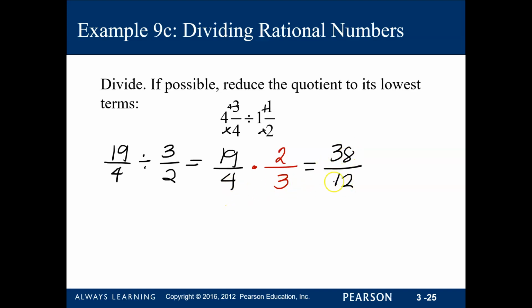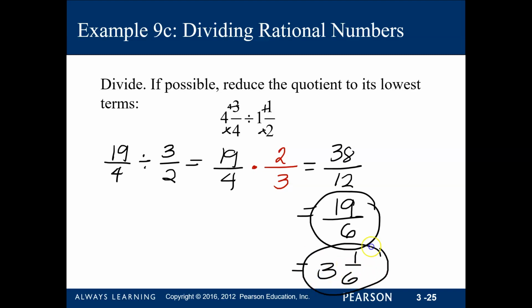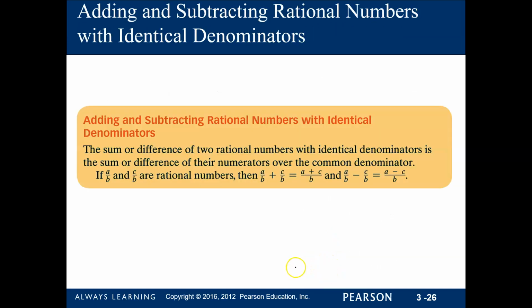So you can see both of them could be divided by 2. So this will become 19 over, dividing this by 2, this will become 6. So our answer will be 19 over 6. And then if MATLAB requires you to change it to mixed numbers, this is going to be 3 and 1 over 6. So whichever is required, make sure that you know how to change from one form to the other.